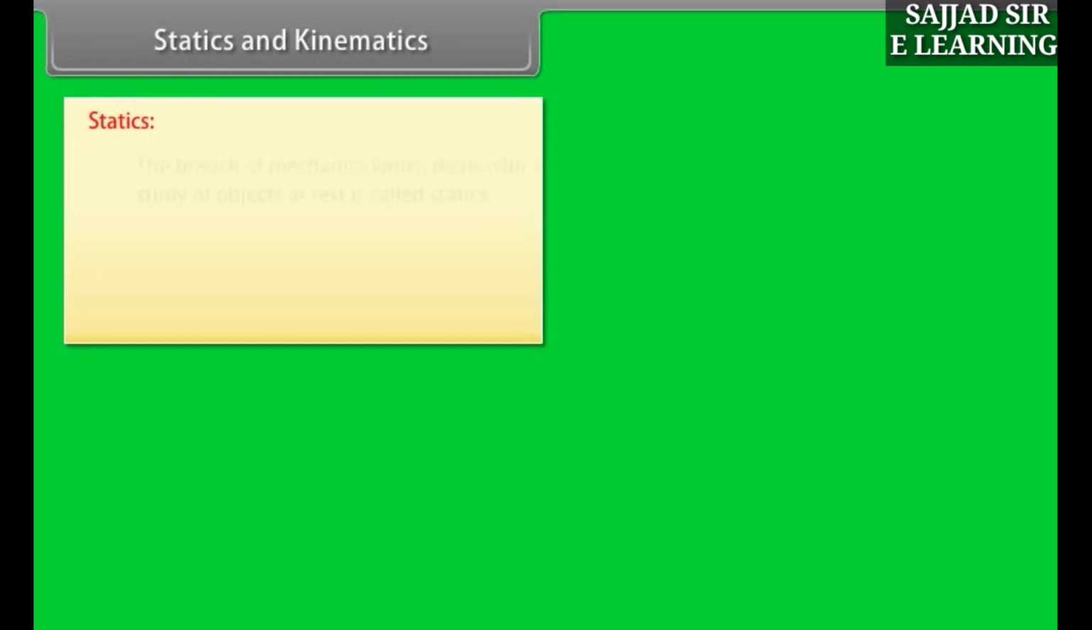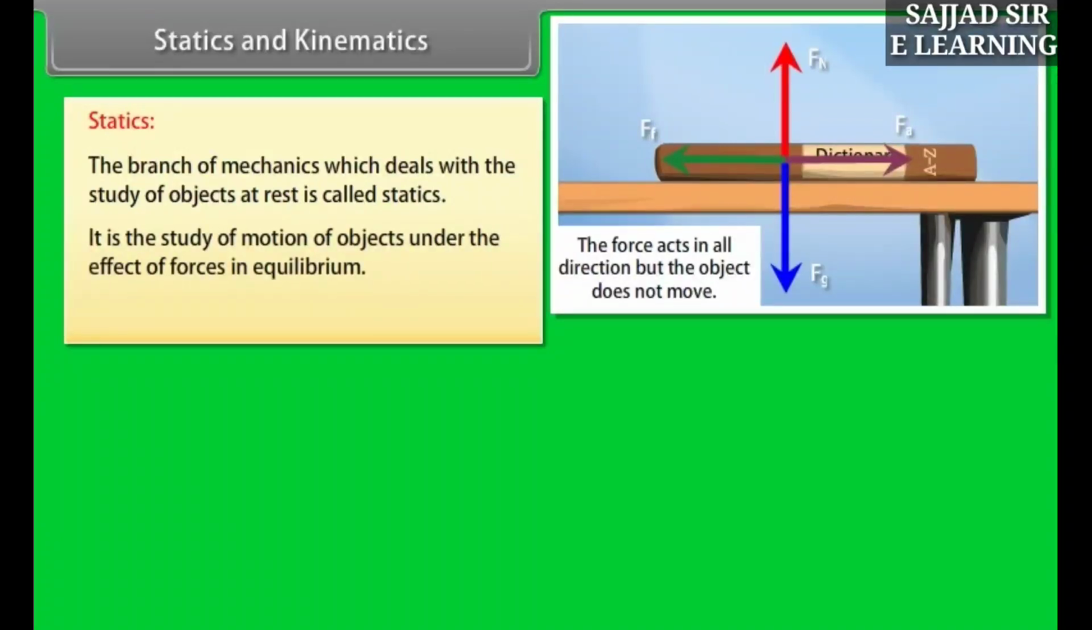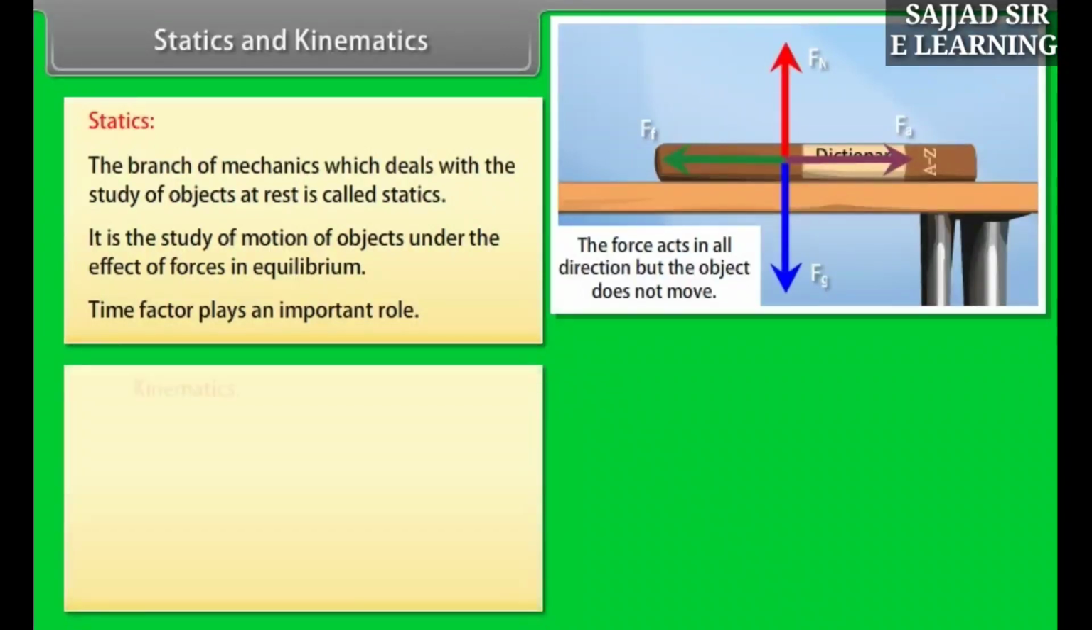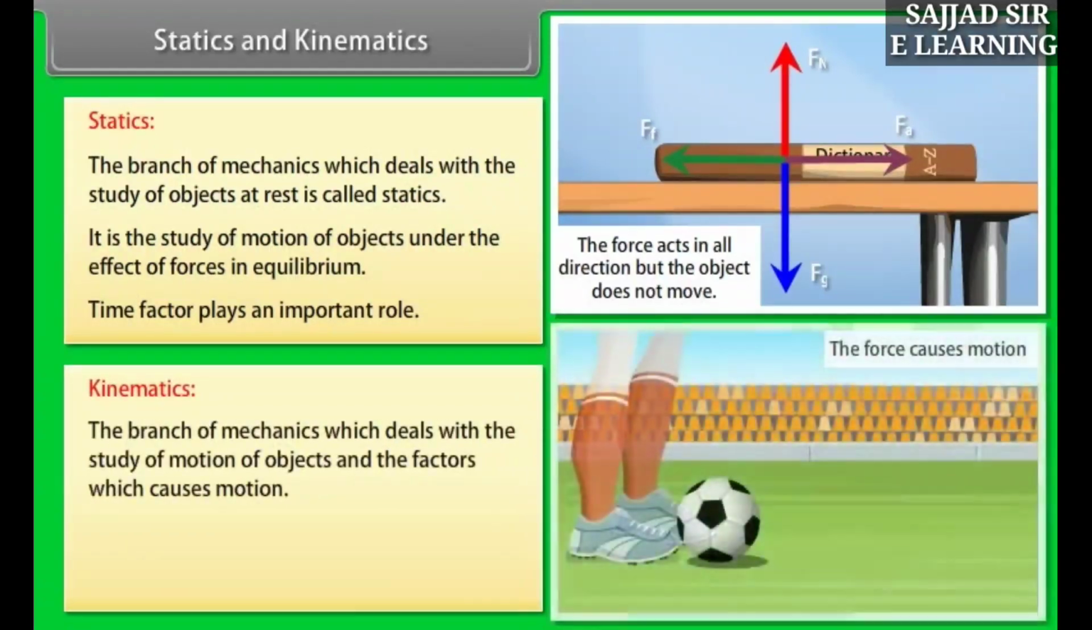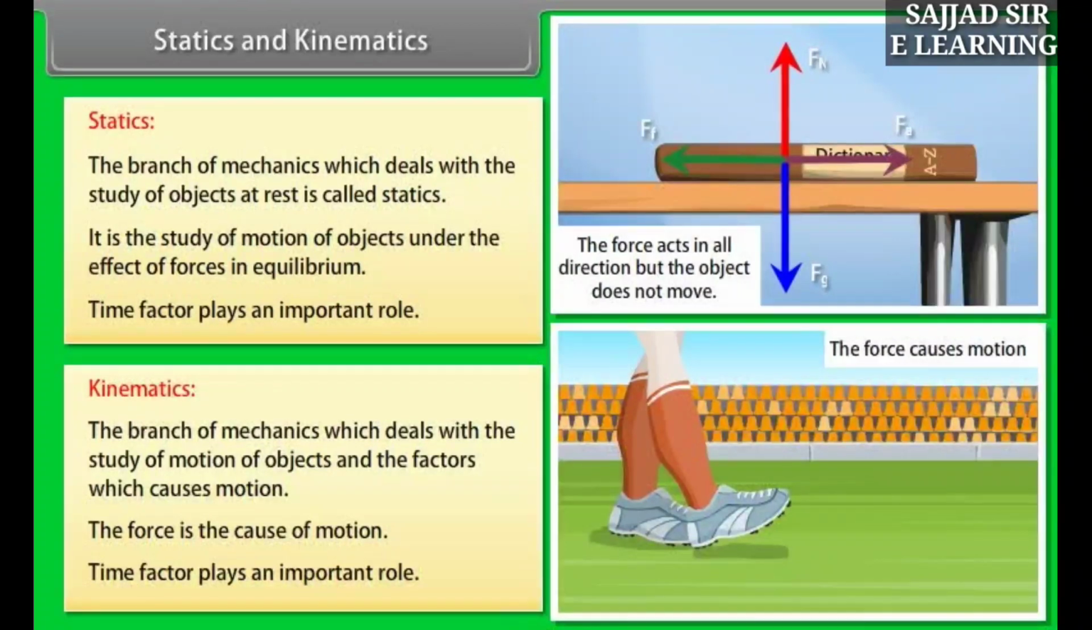Statics and kinematics. Statics. The branch of mechanics which deals with the study of objects at rest is called statics. It is the study of motion of objects under the effect of forces in equilibrium. Time factor plays an important role. Kinematics. The branch of mechanics which deals with the study of motion of objects and the factors which cause motion. The force is the cause of motion.